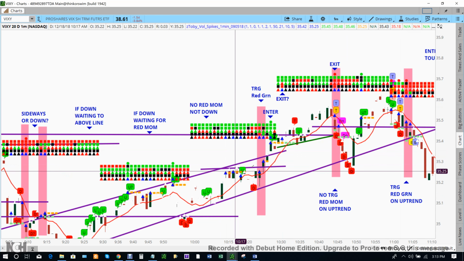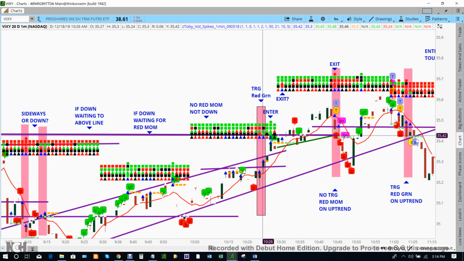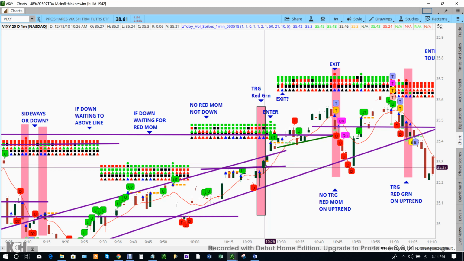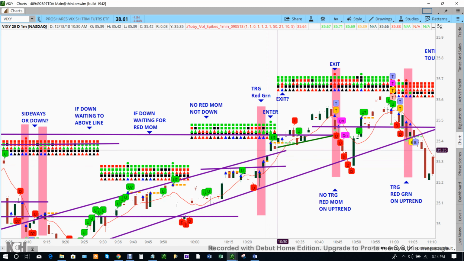Alright, so we're going along. Now we got 2 double volumes, a red and a green. Alright, so that's a legitimate trigger. We're in an uptrend. And second one comes here, and it's already going up. It didn't drop down at all, it just went up.